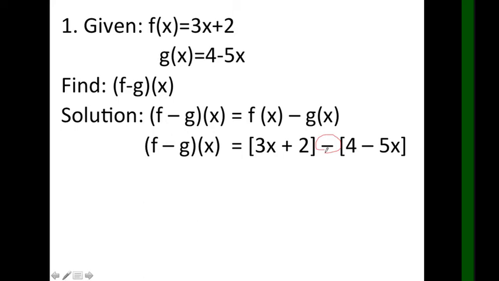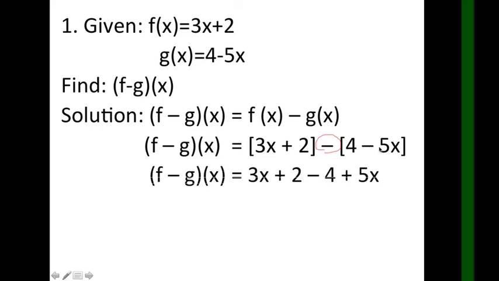Now, second thing to do is distribute or multiply the negative sign to the numbers in the square bracket. So we have negative times positive 4 is negative 4. Negative times negative 5 is positive 5. Remember that in the rules of multiplication of integers, if they don't have the same sign, the answer is negative. If they have the same sign, the answer is positive. So therefore, we have negative 4 and positive 5.